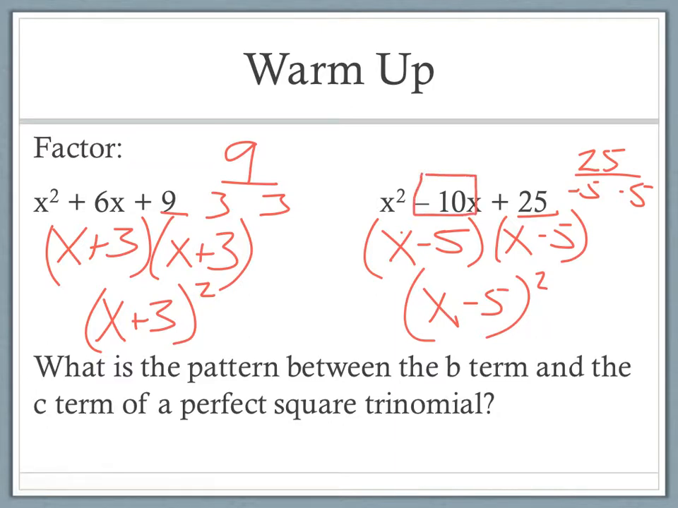Now, if you've noticed the b terms of these, if you take half of it, that's the number. Half of 10 is 5, and 5 squared was 25. So there's kind of a pattern there. If you notice 6, half of 6 was 3. Half of 10 was negative 5. That's going to kind of help us out with that pattern, and that's going to really help us out when we complete the square.